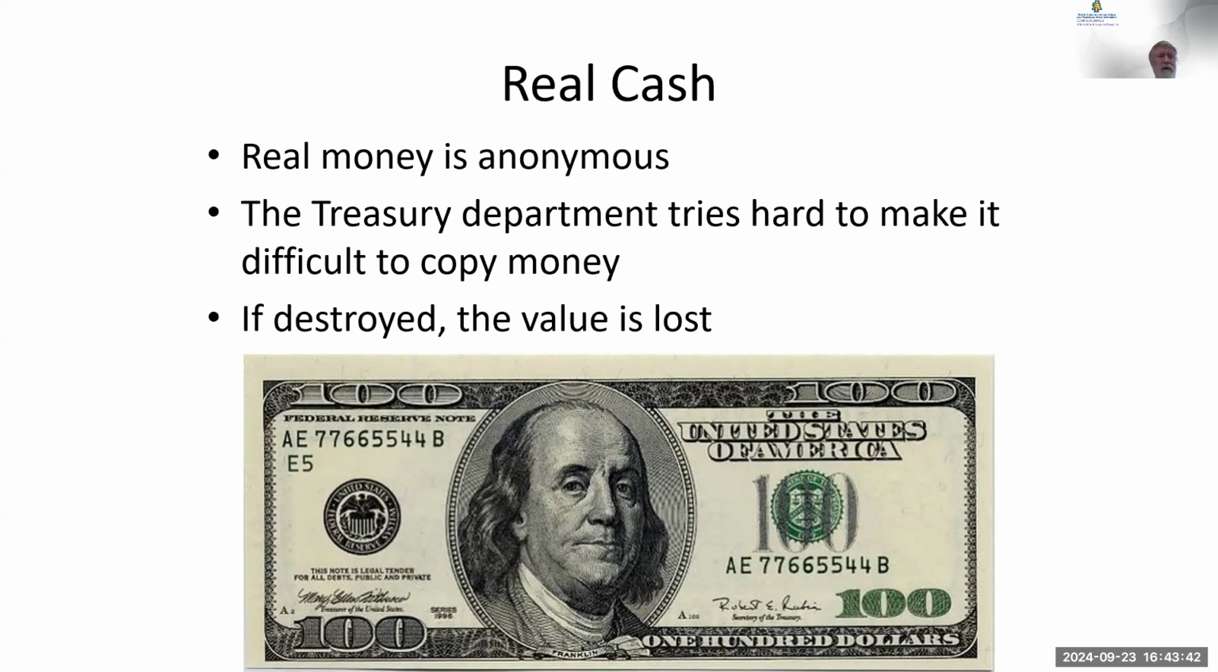Yes, they all have serial numbers, but as a general rule, people do not keep track of the serial numbers of their bills, small unmarked bills. The Treasury Department works real hard to make it hard for you to copy money. They do not want you to counterfeit.